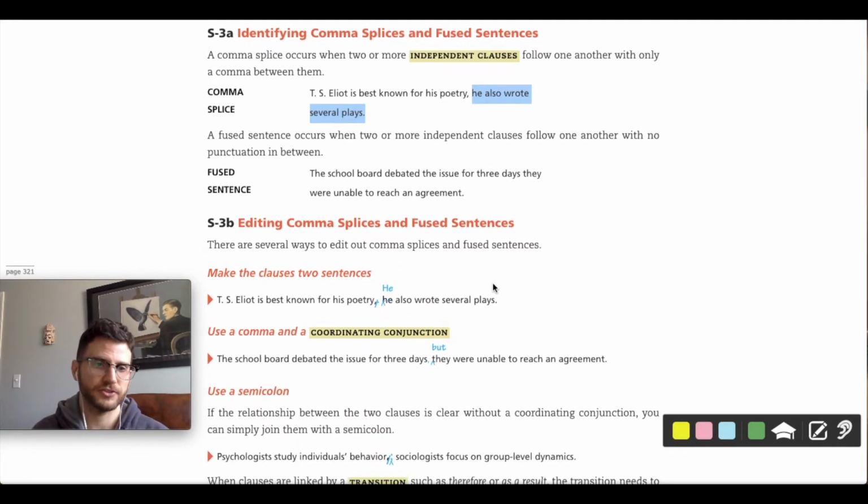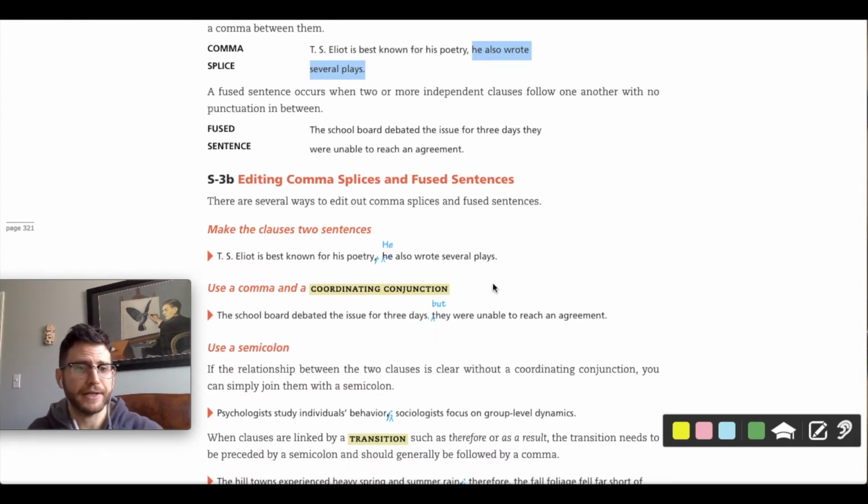Okay. So how do you make that fix? Your book makes some suggestions for you. I think they're all good. I have nothing to add here when it comes to how to fix run-on sentences or comma splices. Your book is good on this point. So one way you can make the easy fix is to make the clauses separate sentences.